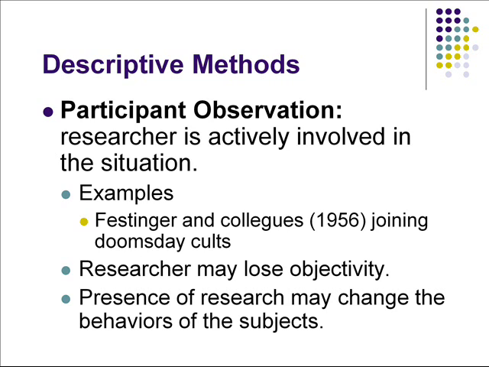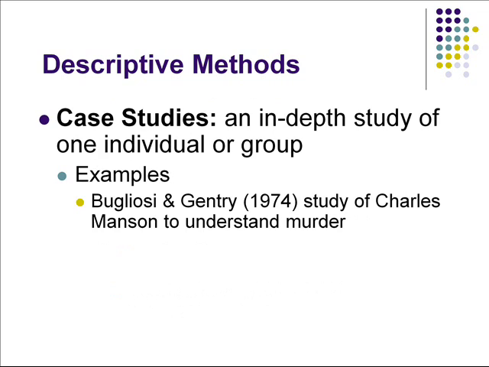Interestingly, they found that even when the day passed and the world was still here, many of the members, rather than being disillusioned, became even more dedicated to the cult. This observation led Festinger to develop the theory of cognitive dissonance, which we will cover in a chapter on social psychology. One possible problem with this type of research is that the objectivity of the observer may be weakened. They may also unintentionally change the behavior of the subjects by interacting with them.